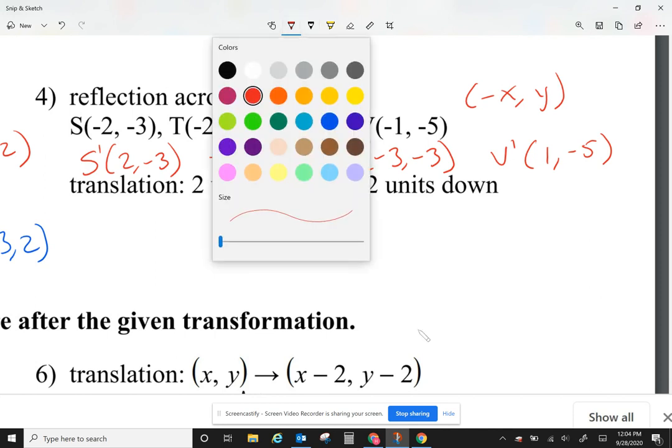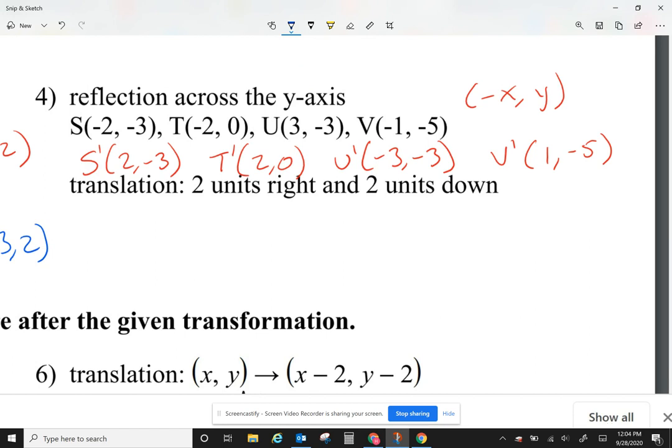For my second transformation, it says translation, 2 units right. Okay, so 2 units to the right, that goes along the x-axis. So I'm just going to go x plus 2. If I was moving to the left, I would have said minus. But I'm moving to the right, so x plus 2. Now, 2 units down, that has to deal with the y-axis. Because it is going down, I'm going to go y minus 2. So I'm going to add 2 to x, and I'm going to subtract 2 from y.